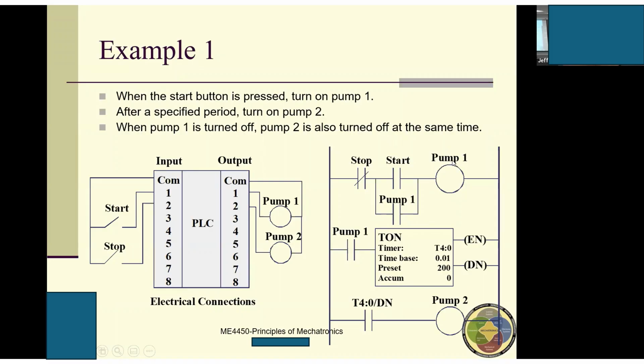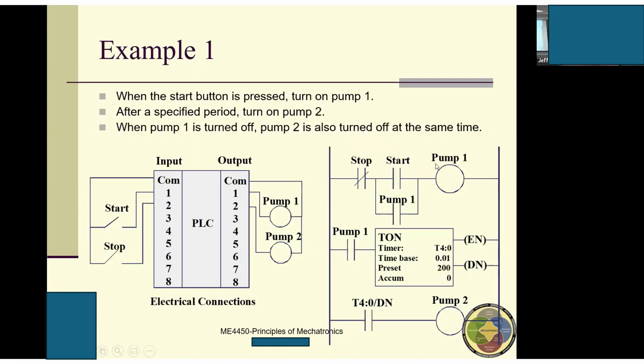After I turn on pump 1, then after a specified period, turn on pump 2. So this is a specified period and can be adjusted. So then I use pump 1 as input, and then I use the TON, after some time, to turn on pump 2. How can I do that? How can I specify this one?